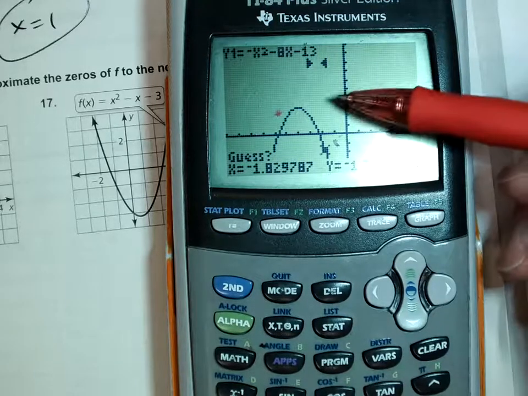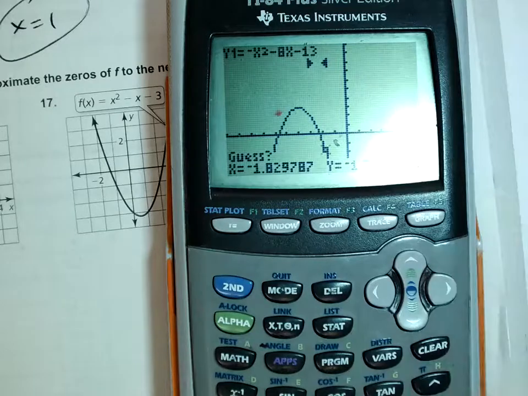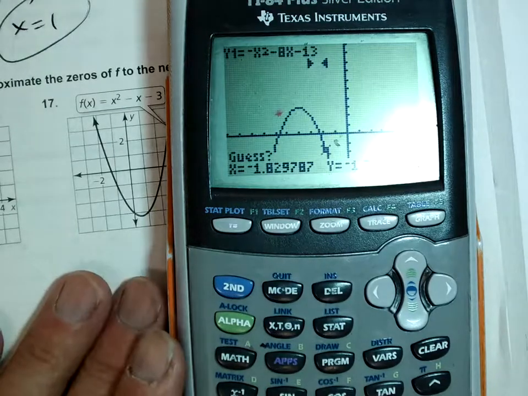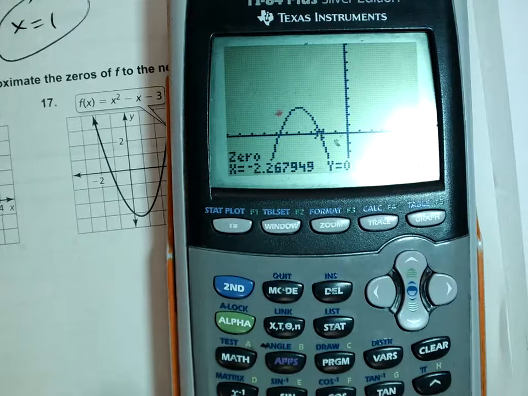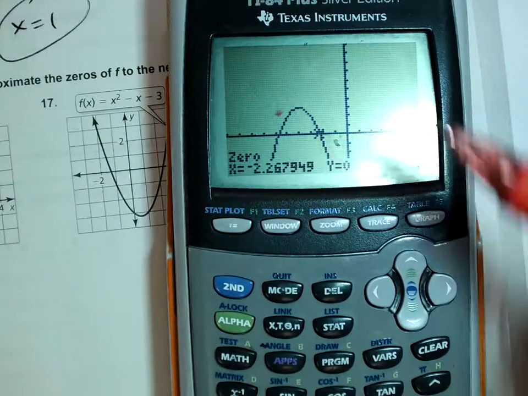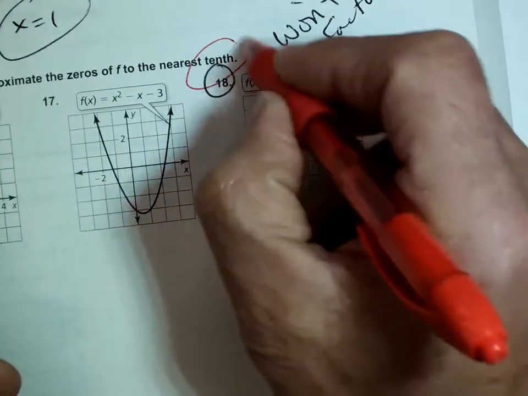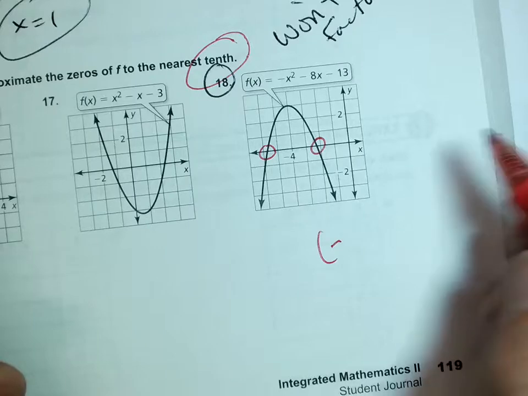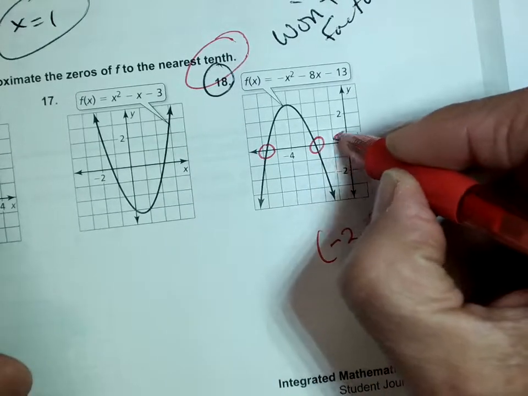So now the calculator's going to look for the 0 in between here, which is where it is, right? It says guess. You don't really have to guess. That's silly. How do we lock it in again? Just push enter. Okay? Now, hit enter again, guess, and here's my 0. It's at about -2.27. We'll round it up. So this 0 is about, and it says nearest 10th. So we'll go -2.3, comma 0 is that one there.